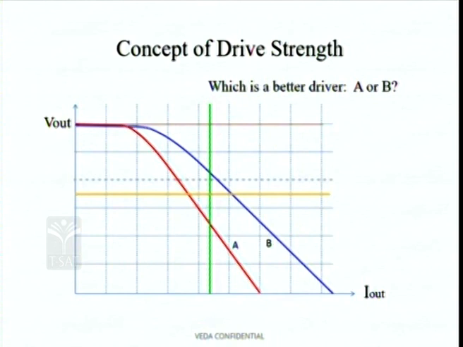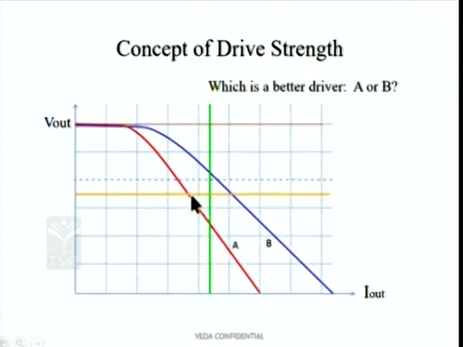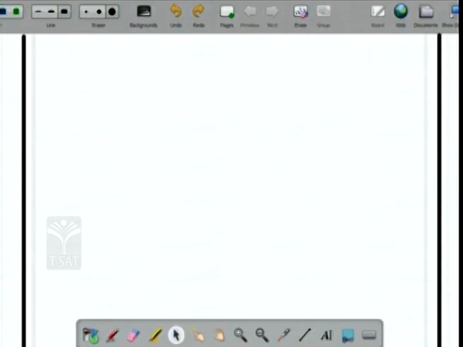It will help if you understand that the slopes of these two curves represent the output resistance, or the internal resistance, of the driver. I will show you some things over here.